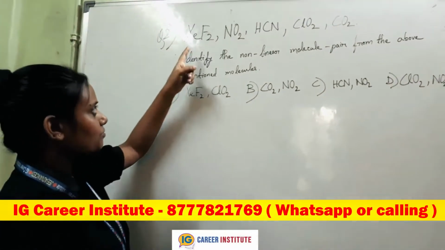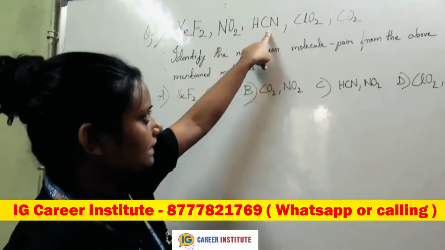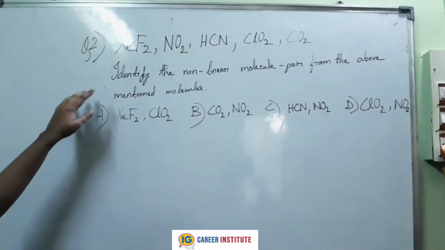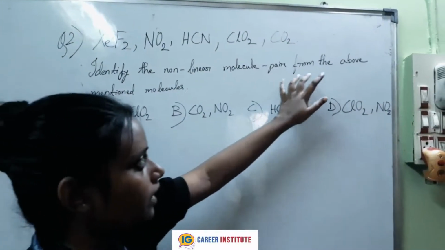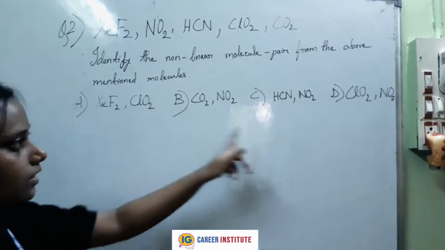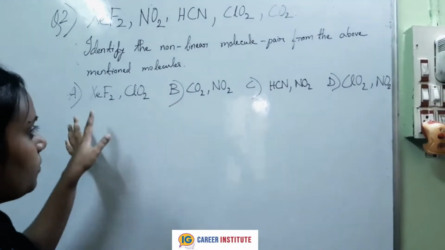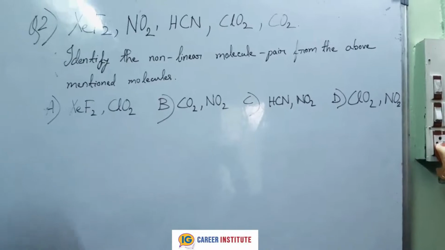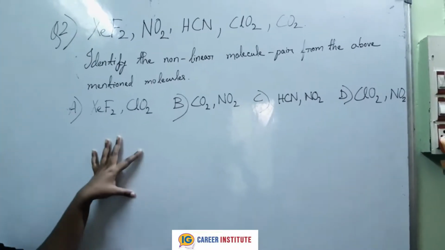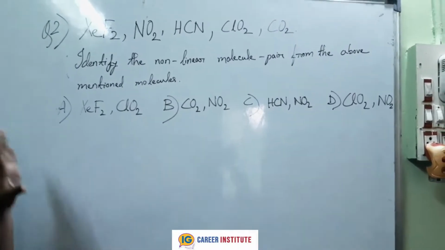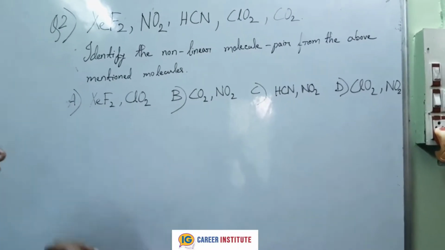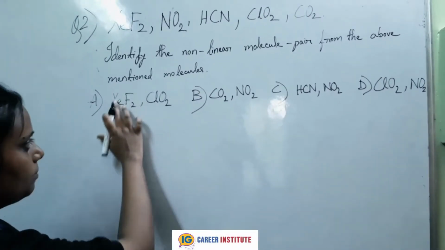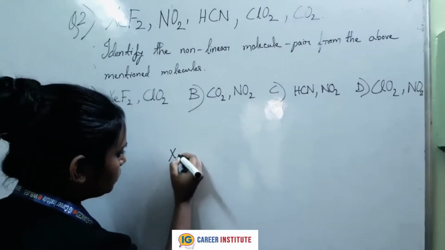Here in this question, we have been asked HCF2, NO2, HCl, ClO2 and CO2. So we are given 5 compounds and we are asked to identify the non-linear molecule pair from the above mentioned molecules, and there are 4 options given. Among these 4 pairs, which 2 compounds are non-linear? This has been asked to us. For solving this problem, we need to know certain rules. There are certain rules and tricks for determining the structure of a compound.